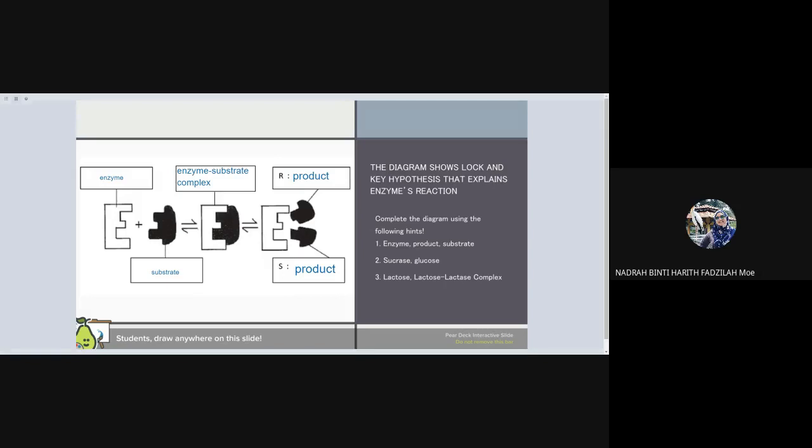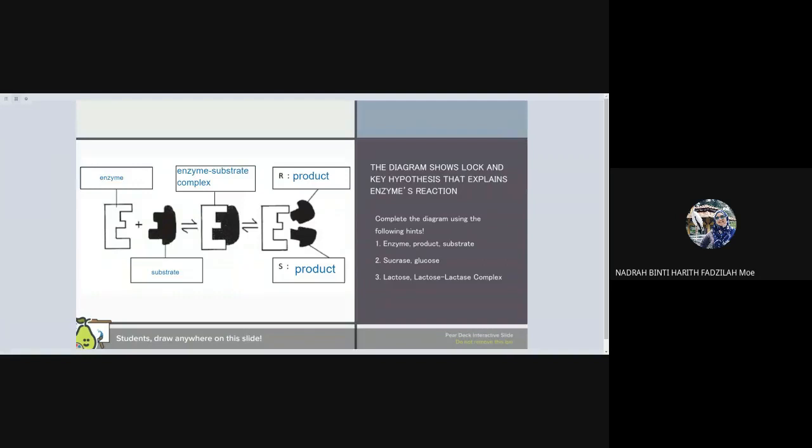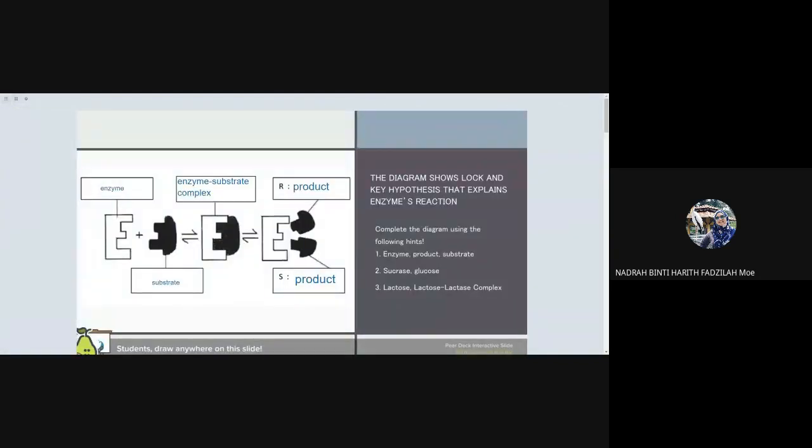Aisyah boleh teruskan dengan yang kedua. Padam yang enzim produk dengan substrate tu tukar kepada sukris dengan glukos pula. Sukris dengan glukos. Okay, Puteri, good. You can proceed to number 2. Kalau label sukris dengan glukos pula macam mana? Kamu padamkan jawapan sekarang, tukar dengan sukris dengan glukos pula. Okay, Adrina sikit lagi. Nurin pun sikit lagi. Okay, Nafisa, very good job.